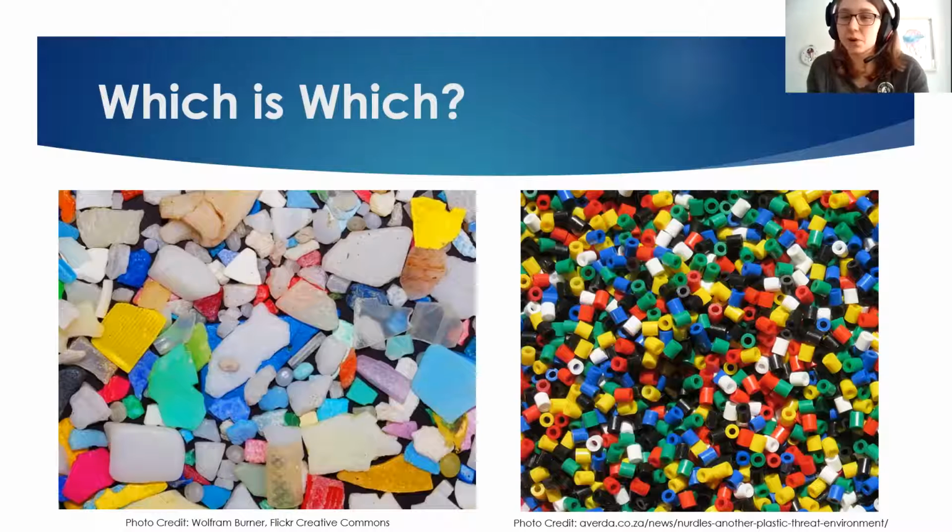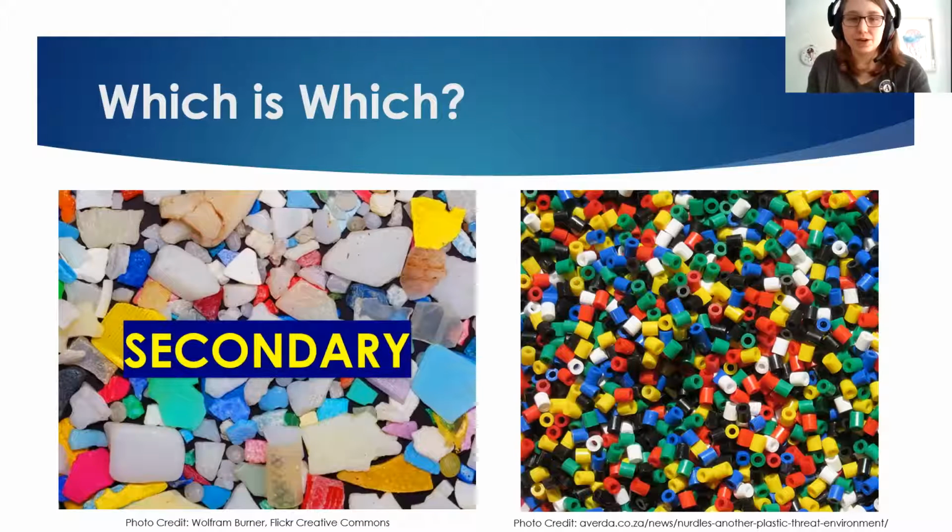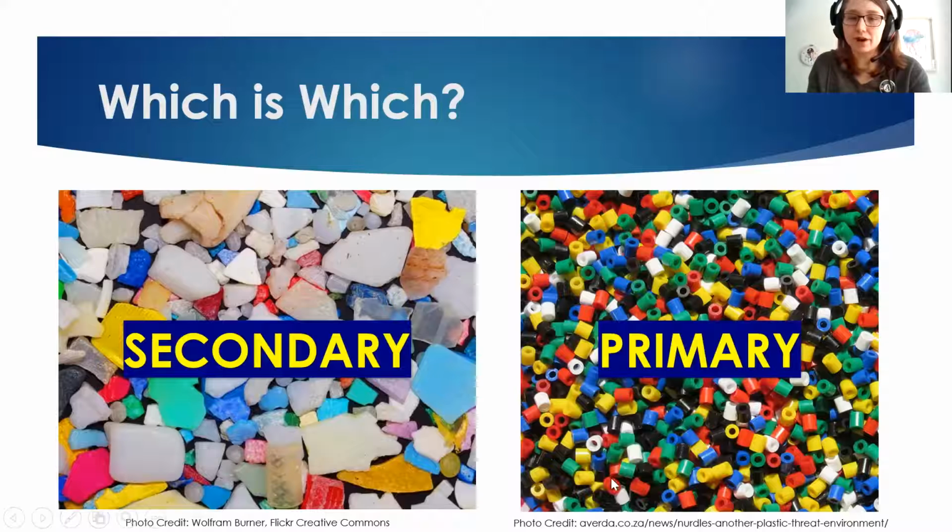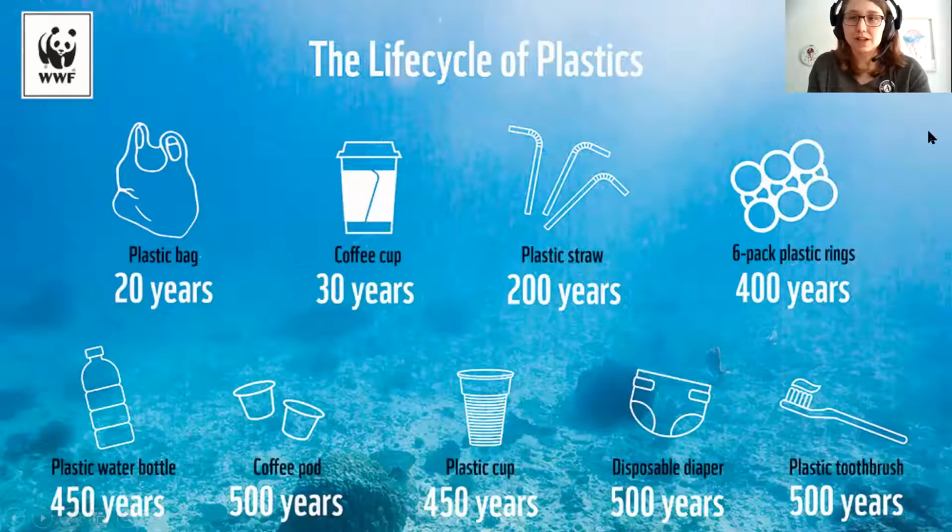They look like they're supposed to look that way, whereas a secondary microplastic looks like something happened to it. So the secondary would be on the left, primary would be on the right. On the right, that's an example of a cylindrical primary microplastic. And here on the left, we have fragmented secondary microplastics.